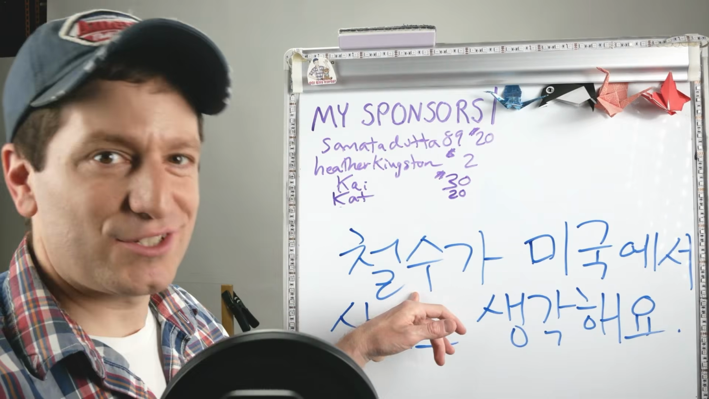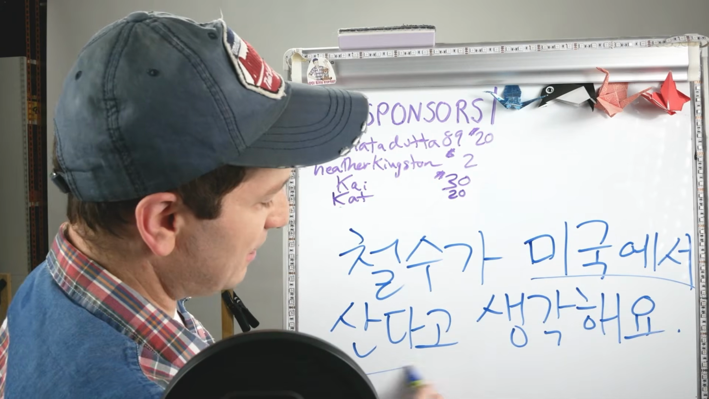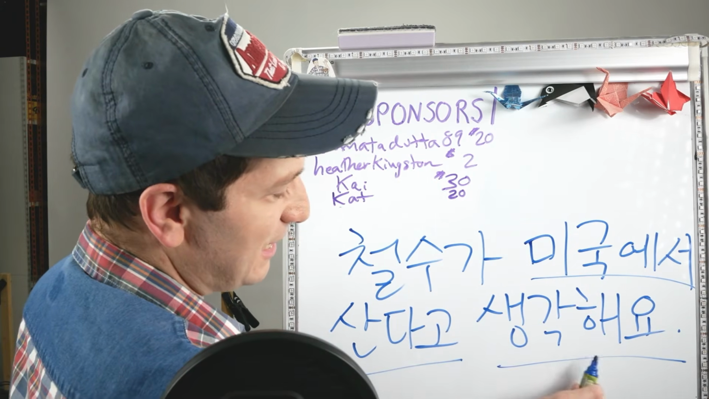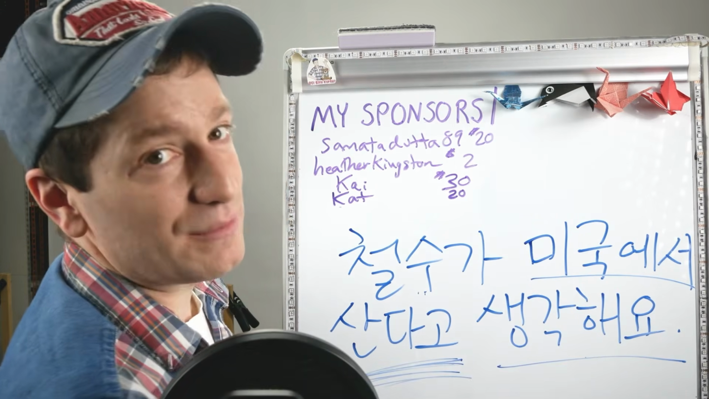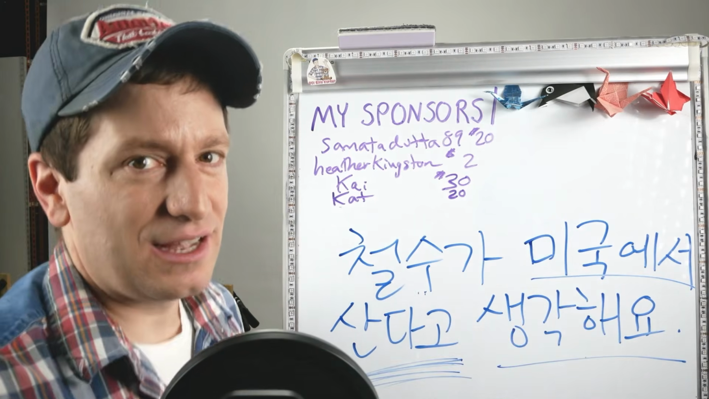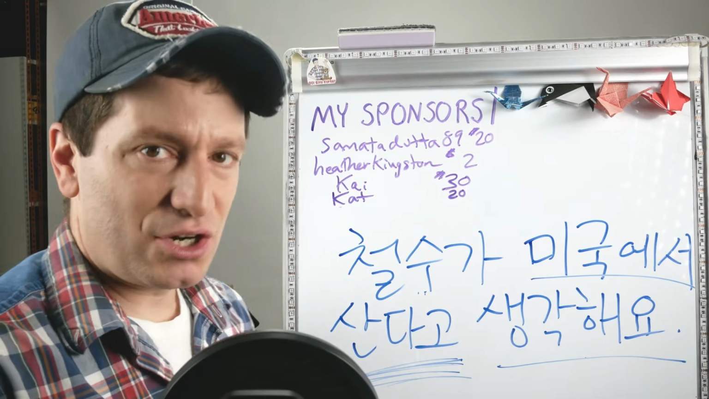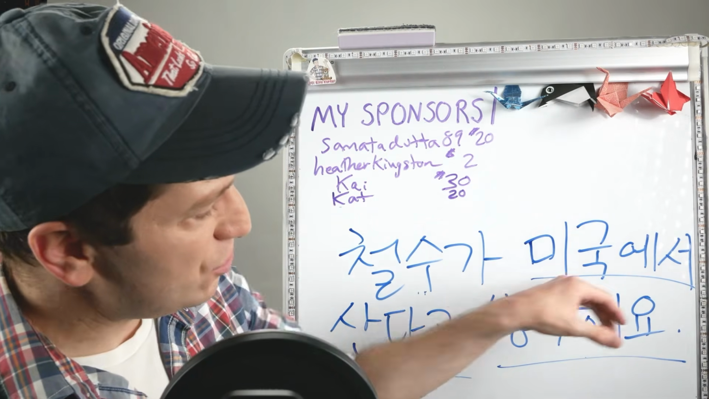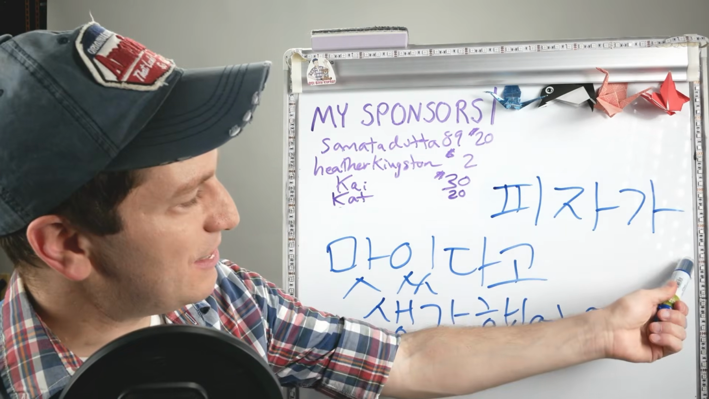철수, our friend 철수. 철수가 미국에서 산다고 생각해요. I think that 철수 lives, 산다고, from 살다, lives in America. So my opinion is that 철수 lives in America. I think 철수 lives in America. 철수가 미국에서 산다고 생각해요.